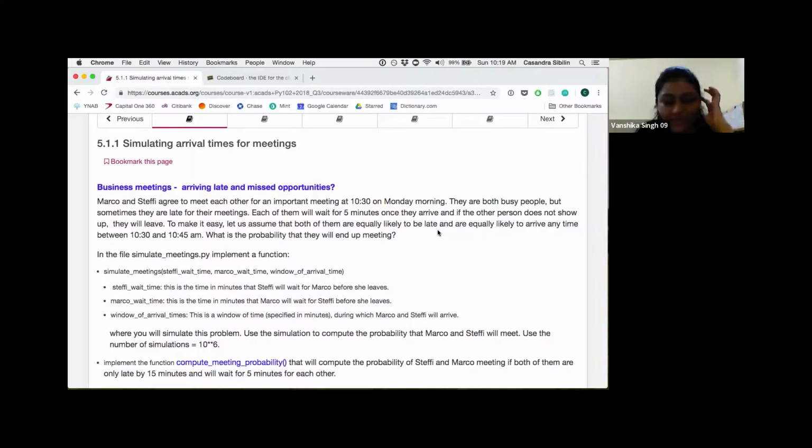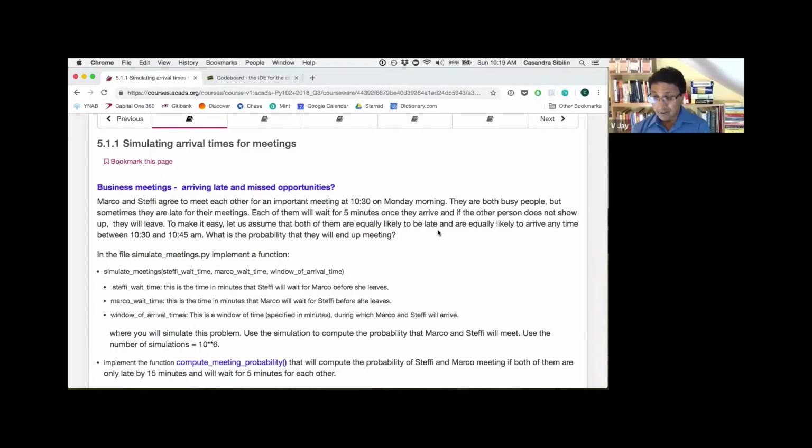Okay, so the question says that Marco and Steffi have to meet up at 10:30 on a Monday morning, and each of them would be waiting for 5 minutes for the other person, and if they don't arrive, then they leave the place. It is assumed that both of them are equally likely to be late and to arrive on time. So what is the probability that they will meet between 10:30 and 10:45? So will they surely meet or not? I think that they might meet. I don't know, I'm not sure.